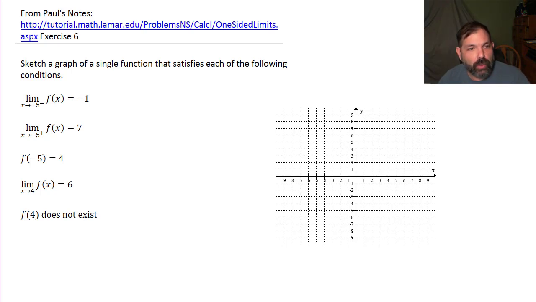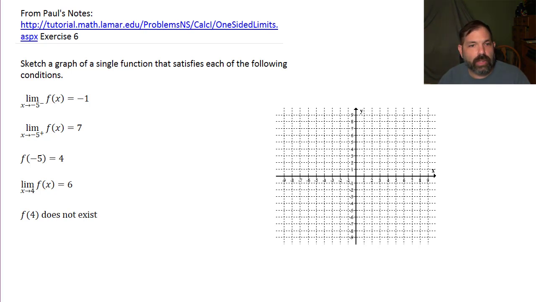The limit as x approaches -5 from the left of the function is -1. The limit as x approaches -5 from the right of the function is 7. The function evaluated at -5 is 4. The limit as x approaches 4 of the function is 6, but f of 4 does not exist.